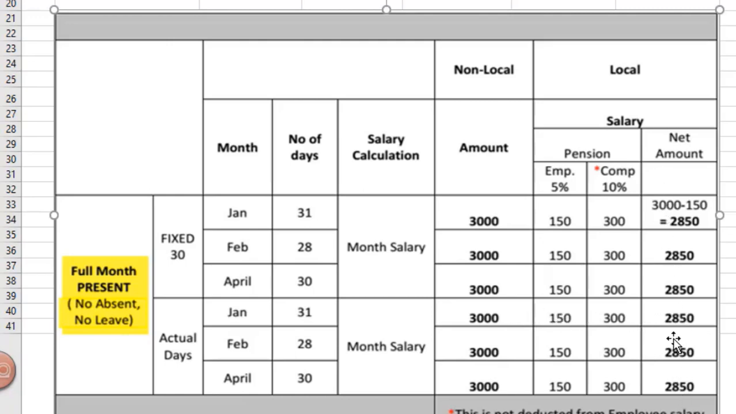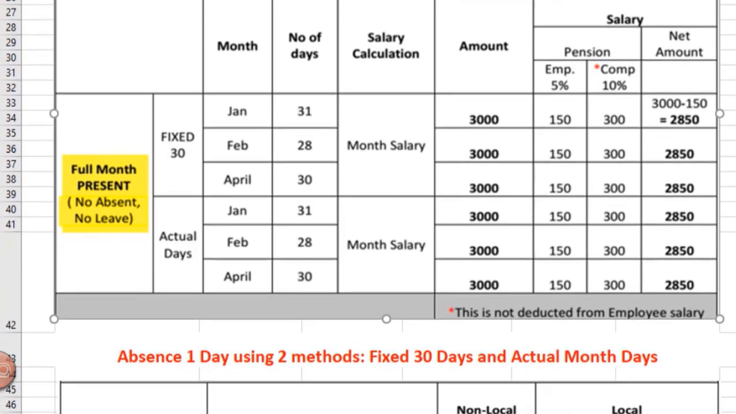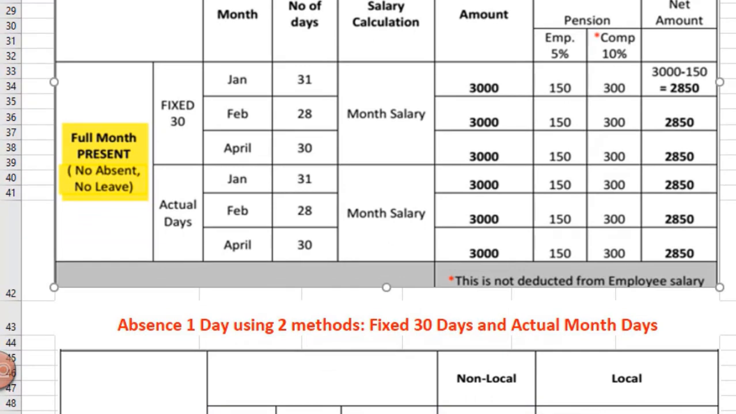So, as we can see in this specific example and in this specific scenario, whether we're talking about fixed 30 days or actual month days, that will not affect the salary since no absences and leaves were created. This is the simplest case, the simplest scenario right here. And we will see now how the other scenarios and the other cases are calculated.